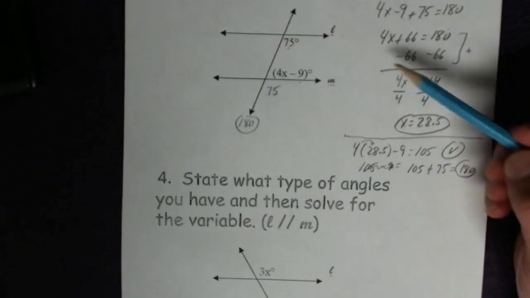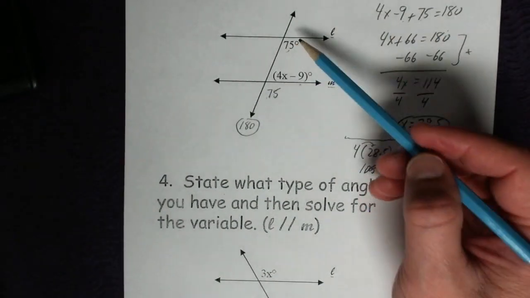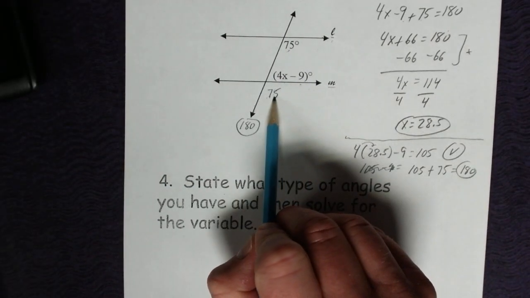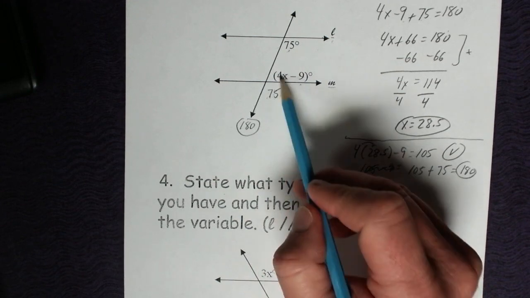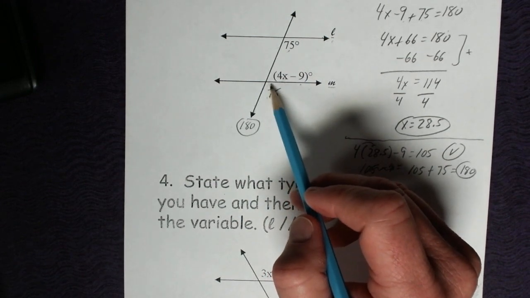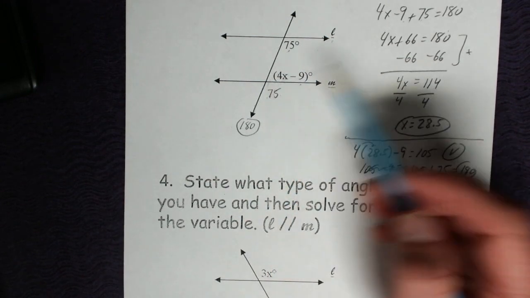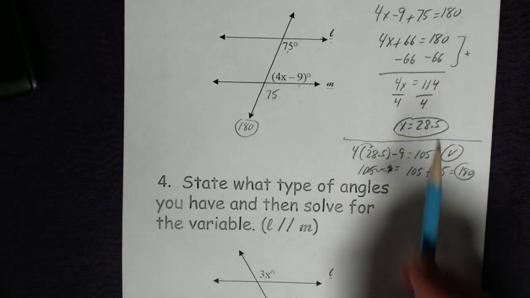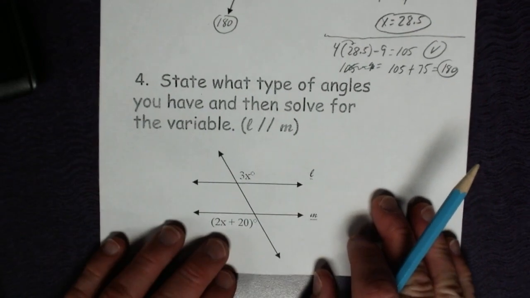A little different this time. We're not setting them equal to each other. If I lay this L over this M, that 75 is going to be there, corresponding. And then these two angles are next to each other, so you've got to set them equal to 180, not equal to themselves. Okay, so that one was a little bit different. Let's do the last one.